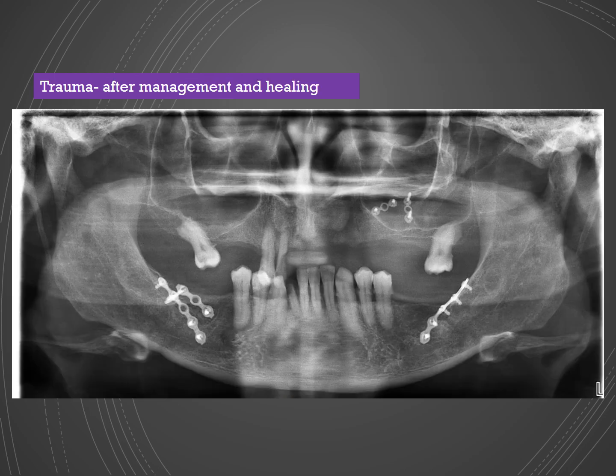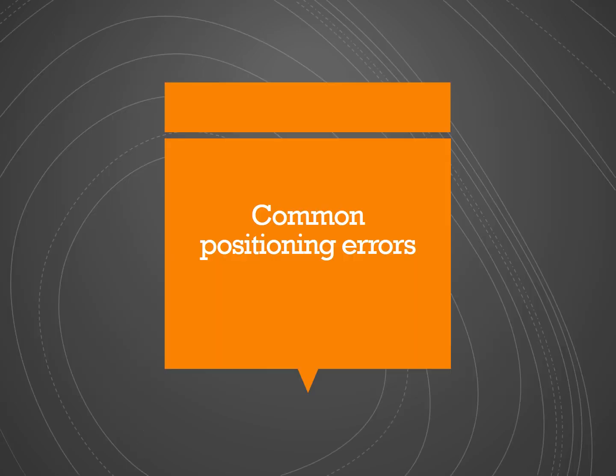In trauma cases, after management and healing, panoramic radiographs are also taken to understand how well the healing has happened. For example, this is a case where bone plating has been done in multiple areas to hold the fractured fragments together, and this patient has healed very well. You can see that the bone has fused and the metal plates will remain there in the patient's bone forever. So, based on all the panoramic radiographs that you have seen, we've got an idea as to how the image can be useful in diagnosis of various conditions.